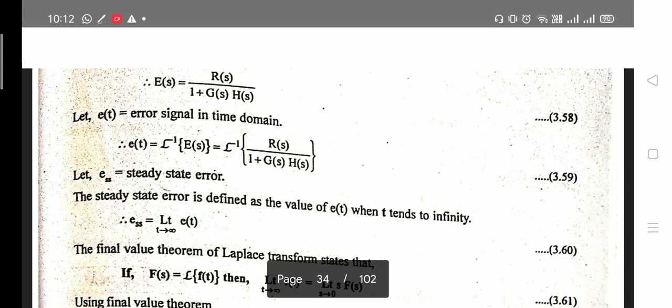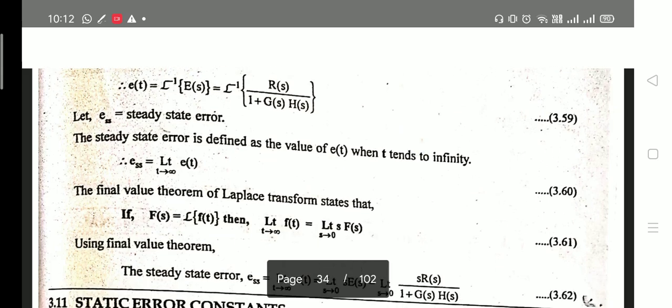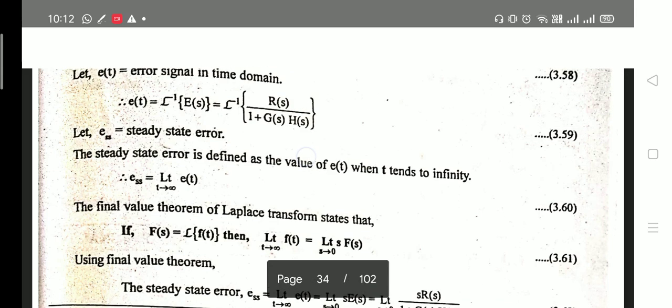E of t is equal to the Laplace inverse. By applying the Laplace inverse to this E of s, we will get E of t. So I am applying the Laplace inverse to R of s by 1 plus G of s into H of s. Here two theorems are there, the initial value theorem and the final value theorem. In the problem, in the exam, they have given the final value theorem only, but they may ask the initial value theorem also, so I am telling the initial value theorem also.